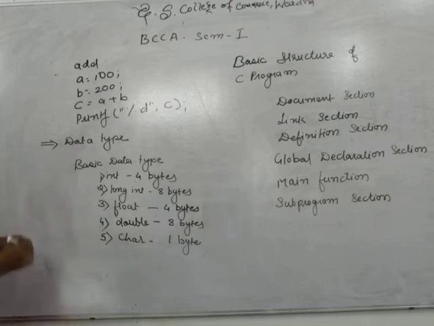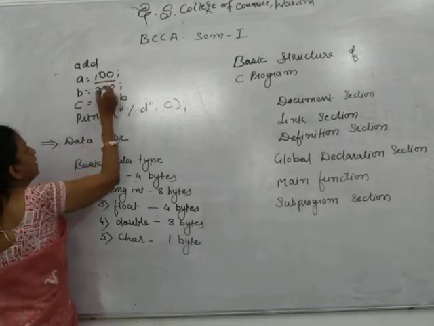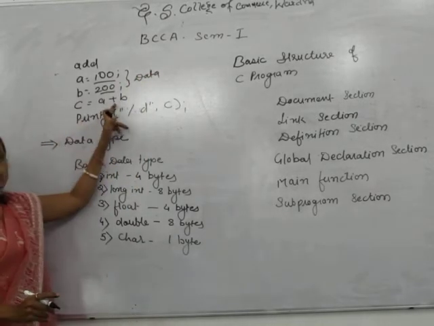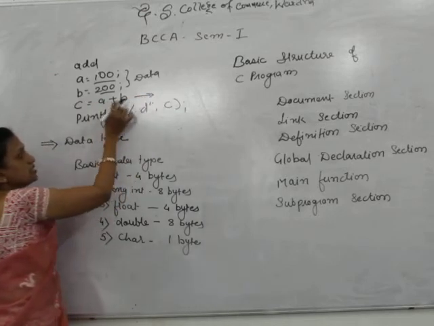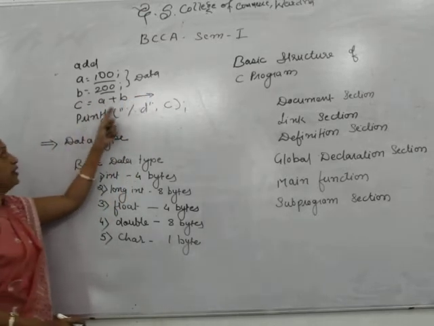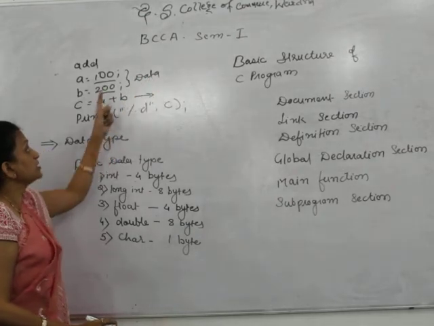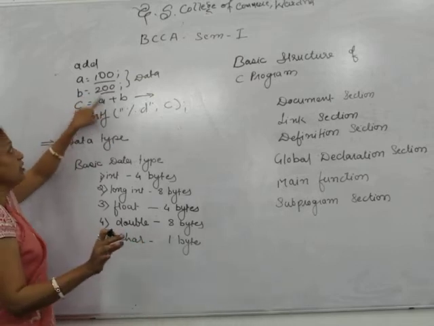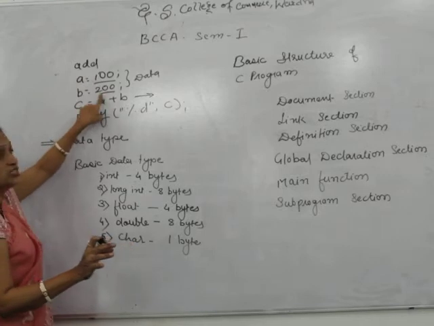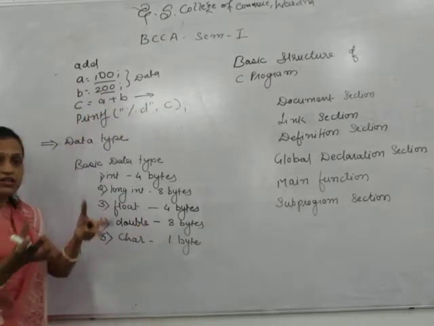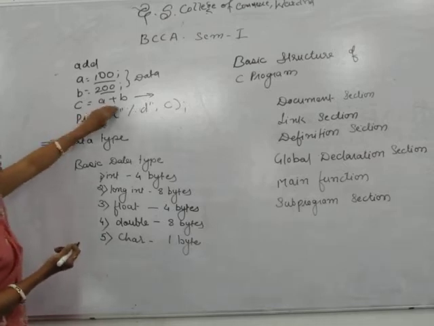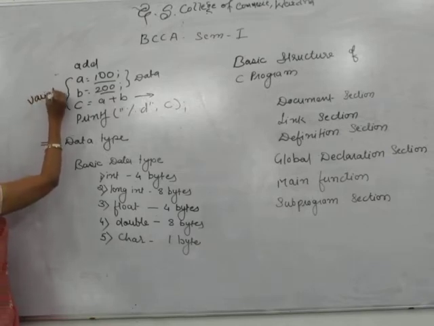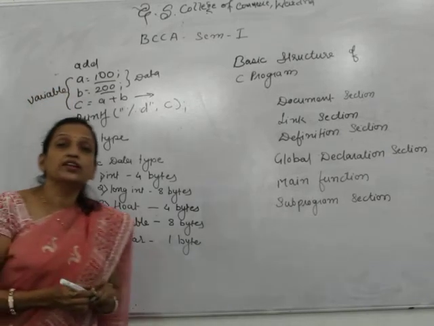But as I told you, this is your data. In this processing, what you are doing is processing the data. That means the computer will add the number 100 with 200, and whatever result comes out will be stored in c. So all these are variables, which are used to store the data.